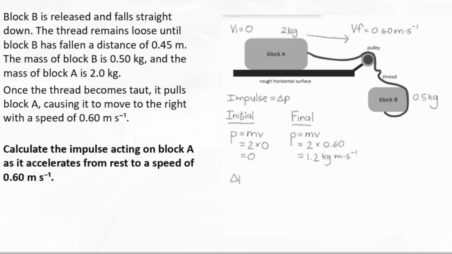Now the change in momentum is equal to the final momentum minus the initial momentum, and we know that the initial momentum is equal to 0. So basically this will be 1.2 minus 0, and that gives us 1.2. Now the impulse is equal to the change in momentum, which is 1.2. So that means the impulse acting on block A is equal to 1.2 Newton seconds.